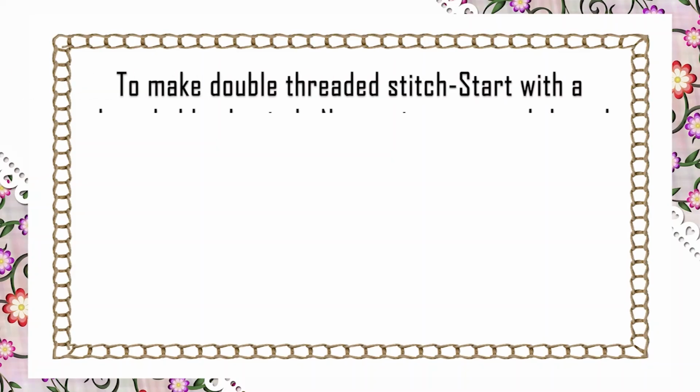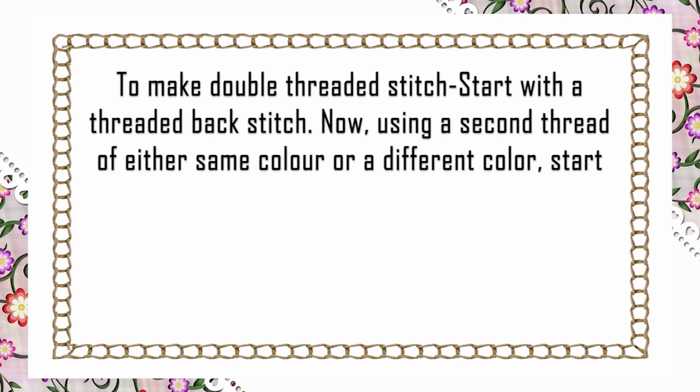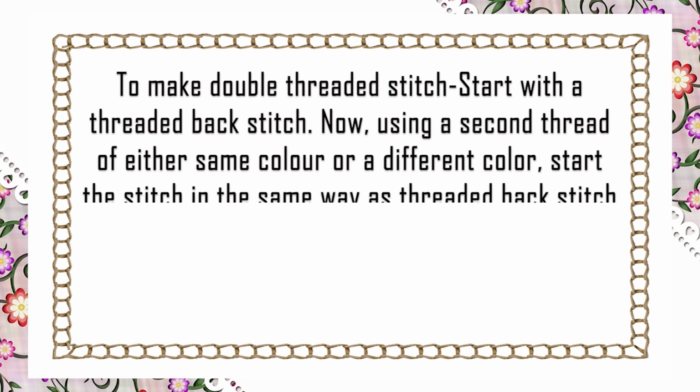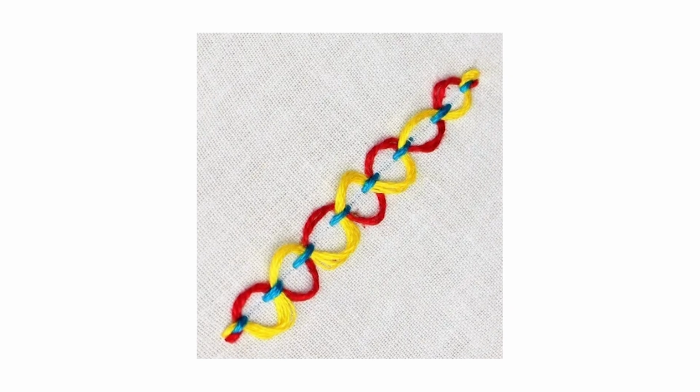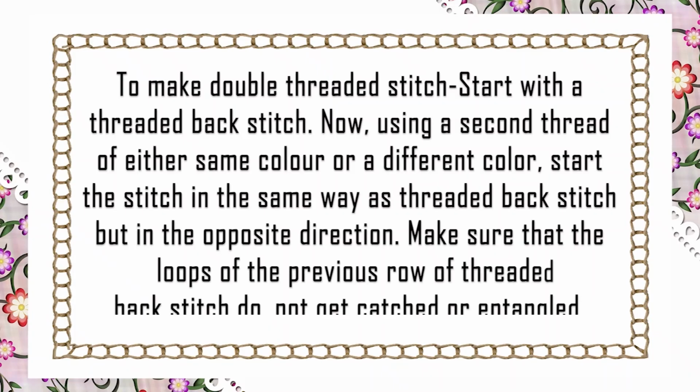To make double threaded stitch, start with a threaded back stitch. Now, using a second thread of either same color or a different color, start the stitch in the same way as threaded back stitch but in the opposite direction. Make sure that the loops of the previous row of threaded back stitch do not get caught or entangled.